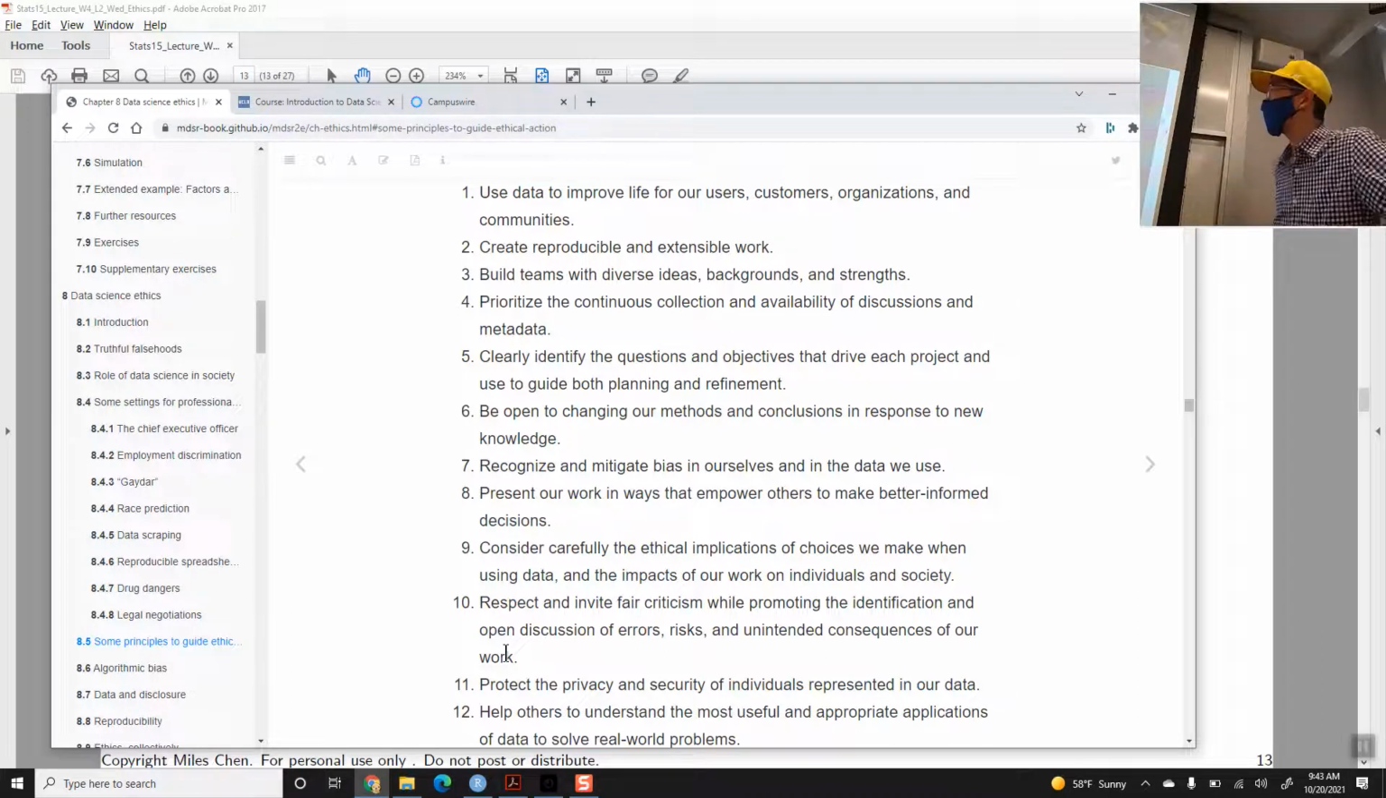Okay, number two, create reproducible and extensible work. So when we publish our findings, we want other people to understand where this came from in a reproducible way, meaning that the results of your algorithm or the results of your finding, other people should be able to look at the data and say, oh yeah, I'm able to arrive at the same conclusions you did, rather than you just say, hey, these are the answers and you have to trust me, right?